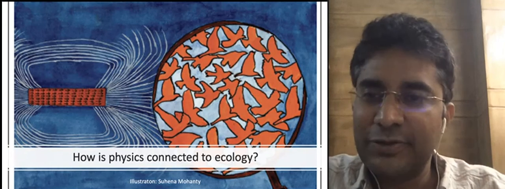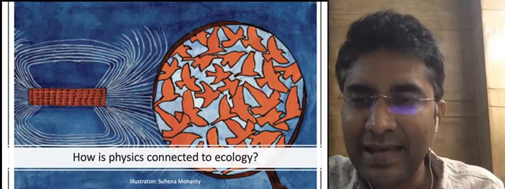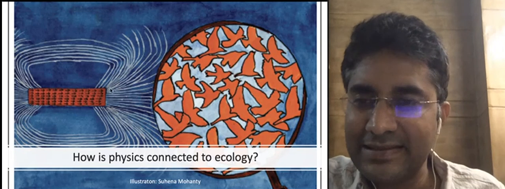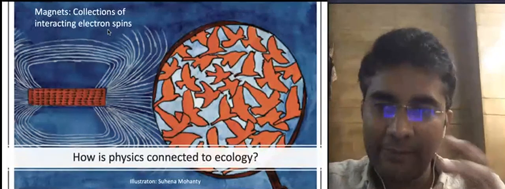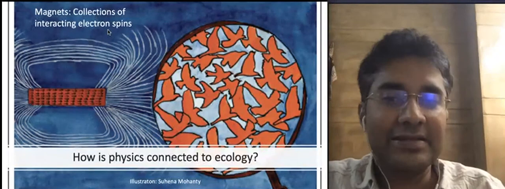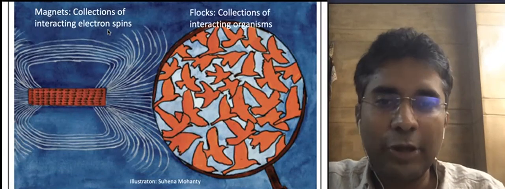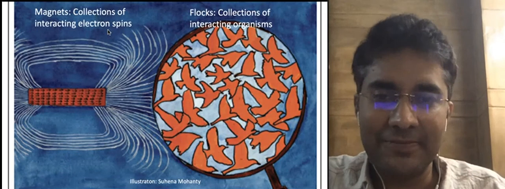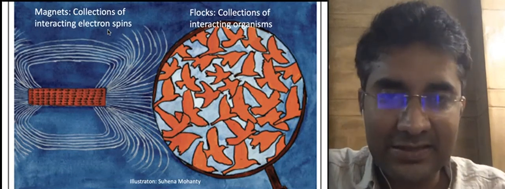What you are seeing in this cartoon picture, on the left side, is a magnet. What a magnet consists of is a collection of interacting spins, which under certain conditions all align with one another and produce a magnetic field or become a magnet. Likewise, flocks, groups of animals who are moving, can be thought of as a collection of interacting organisms who are also moving, unlike electrons, which are often static in this case.